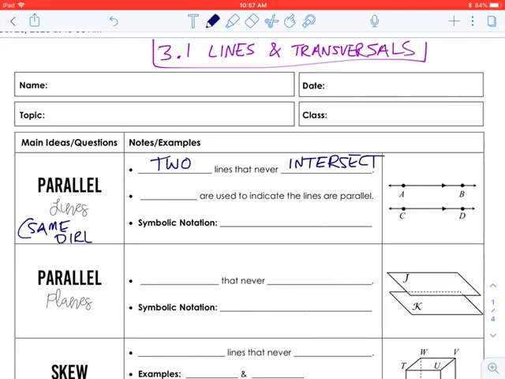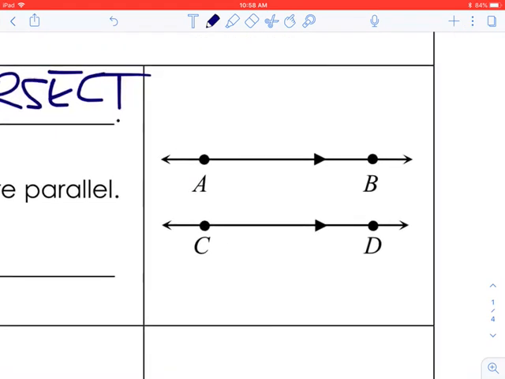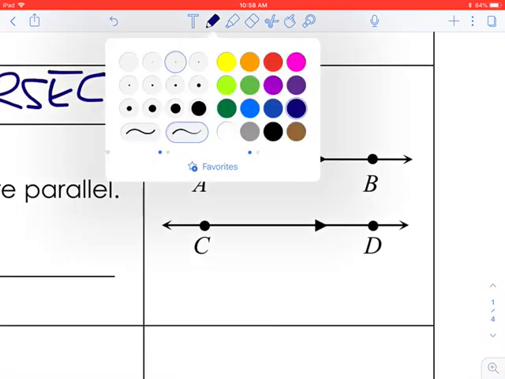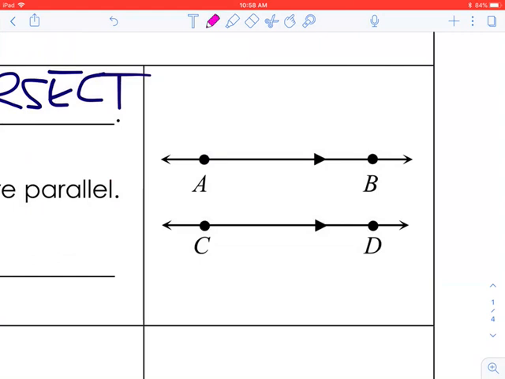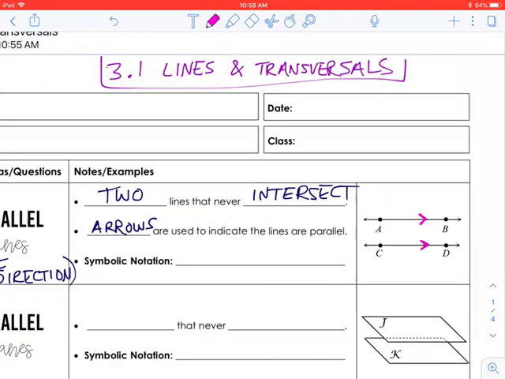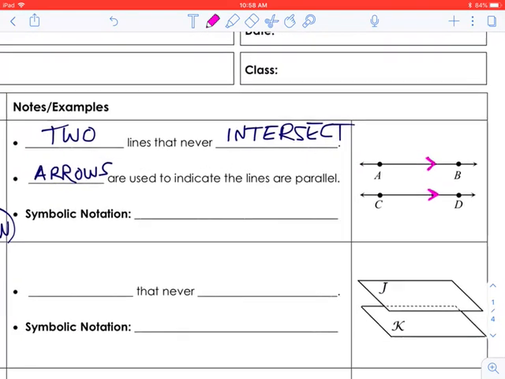They go in the same direction. So if one is pointing left and right, the other is pointing left and right. Those are parallel. Okay, so arrows are used to indicate the lines that are parallel. So in our picture, you can see the lines are parallel, and then it's indicated by these two arrows.